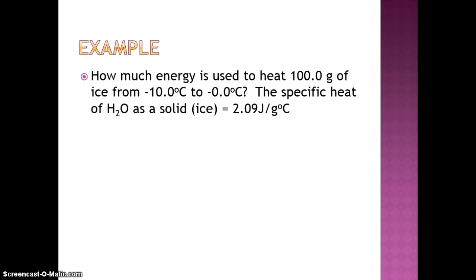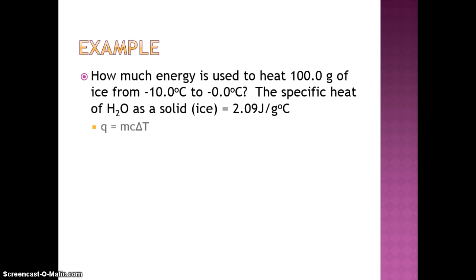So let's try some problems. Here's a question. How much energy is used to heat 100 grams of ice? So now we're going to start with solid water, and we want to heat it from minus 10 degrees Celsius to 0 degrees Celsius. Now notice here it says minus 0 degrees Celsius. That's a true definition of a pessimist. It shouldn't say minus there. I'm not sure why that is there. The specific heat of water as a solid is 2.09. It takes 2.09 joules of energy to heat up 1 gram of water 1 degree Celsius.